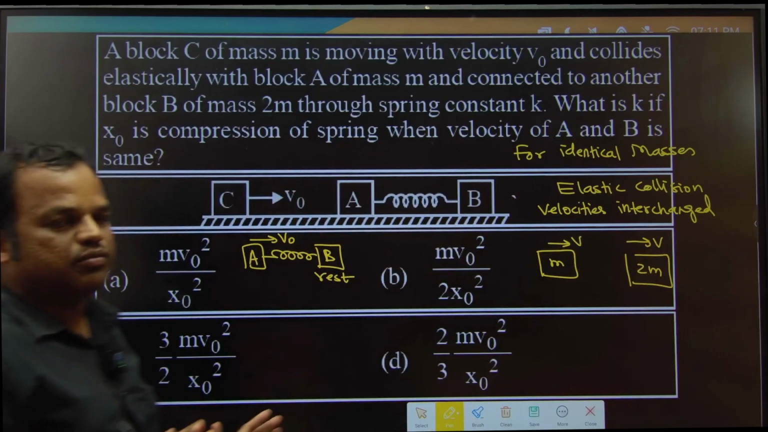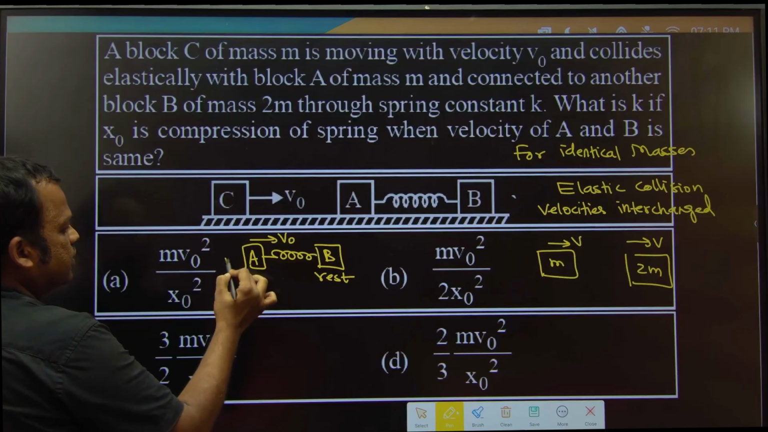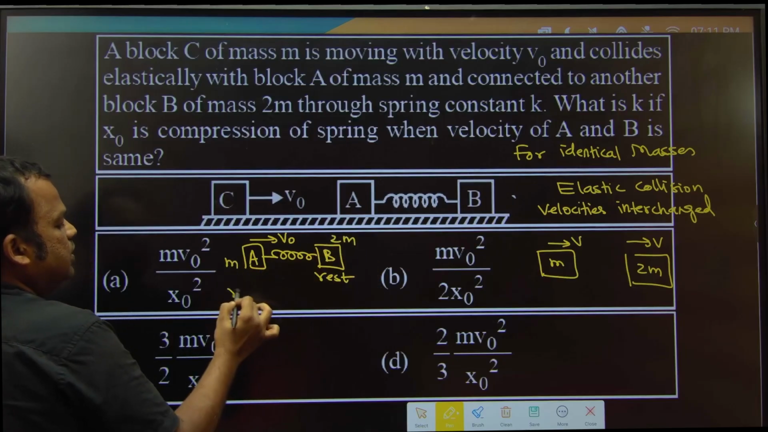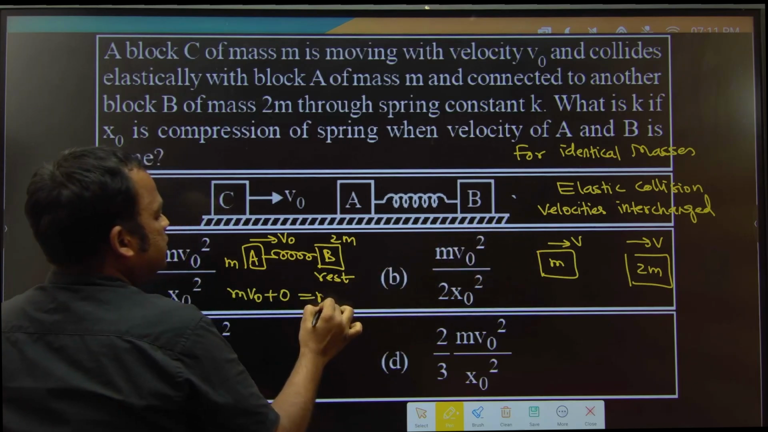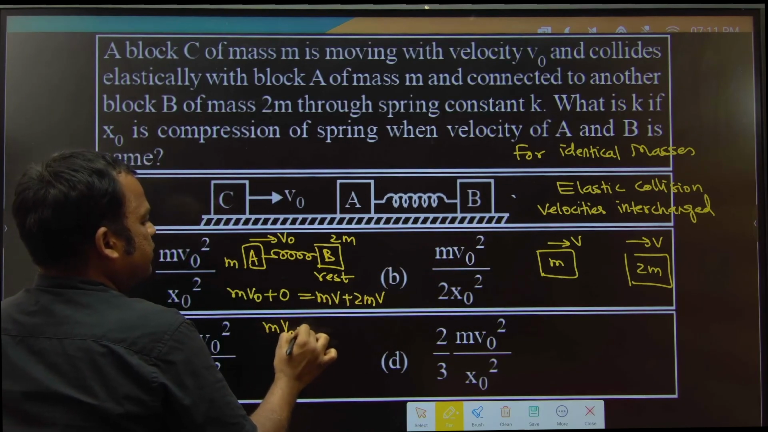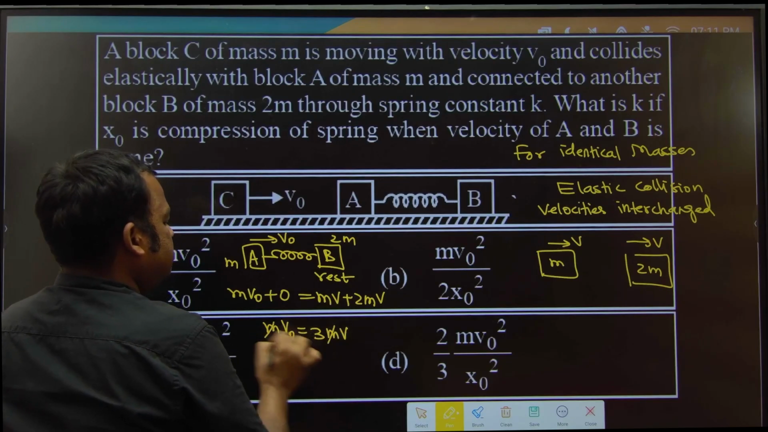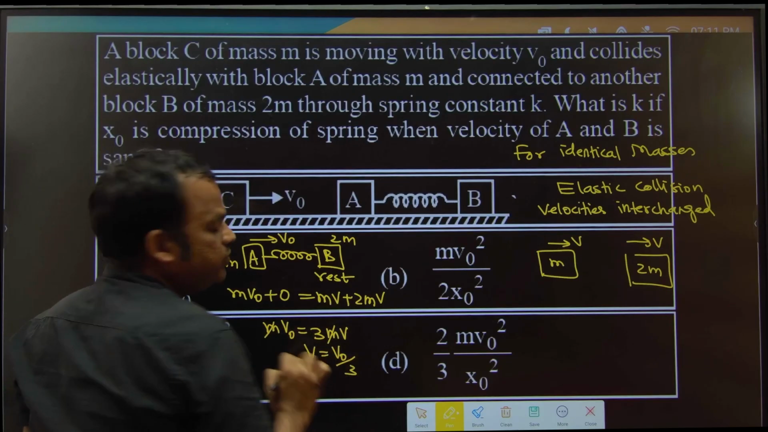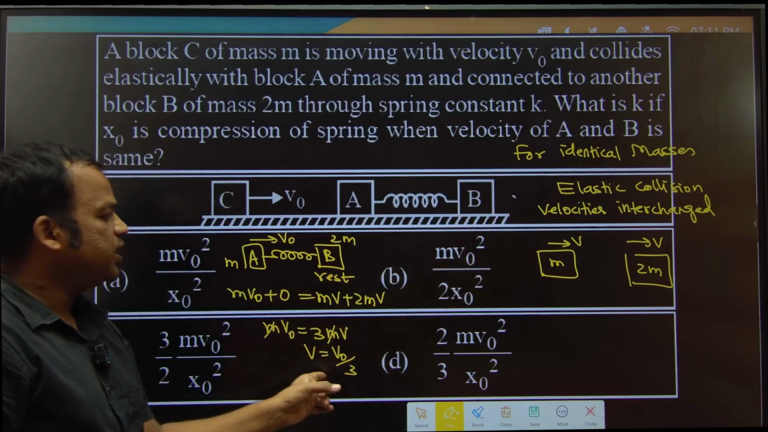So let's conserve the momentum first. Initial momentum is m v0 plus 0, and final momentum is m v plus 2m v. So m v0 is equal to 3m v. So v is equal to v0 by 3. We got the velocities of both the blocks, v0 by 3.